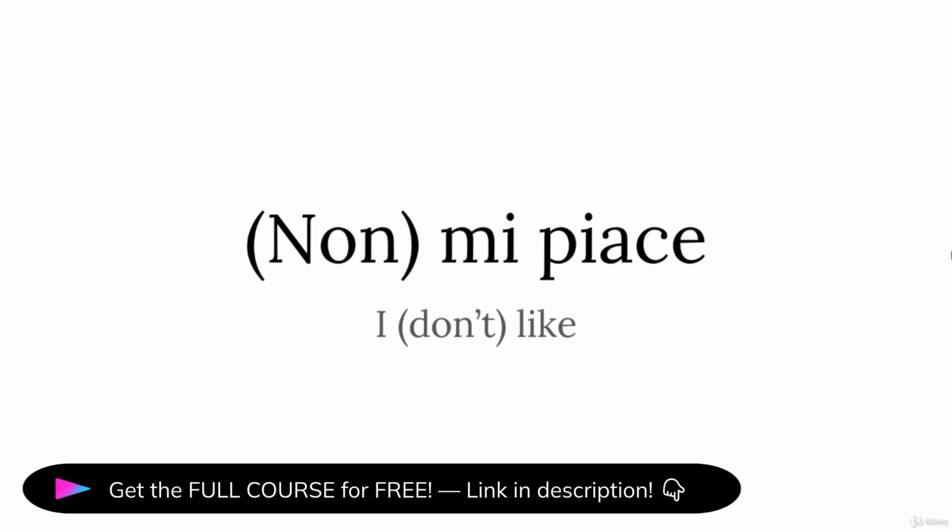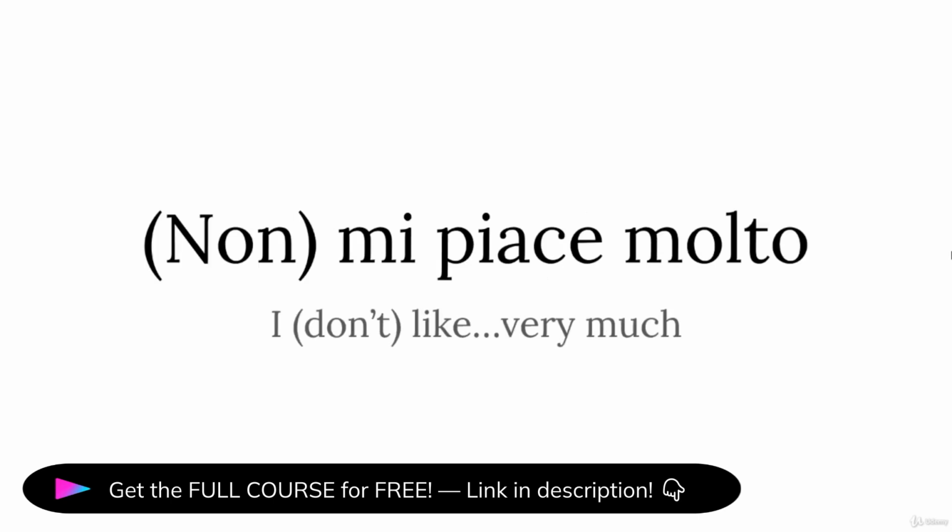Okay? Perfect. Very good. For example, I don't like something very much, or I like something very much. I like milk very much. Mi piace molto il latte. Very much is molto. And this is a difference from the English language. You don't place very much at the end of the sentence, but just after the verb. Mi piace molto il latte. Okay?